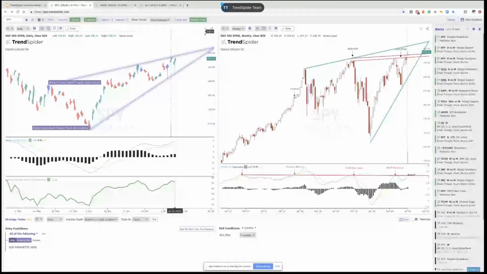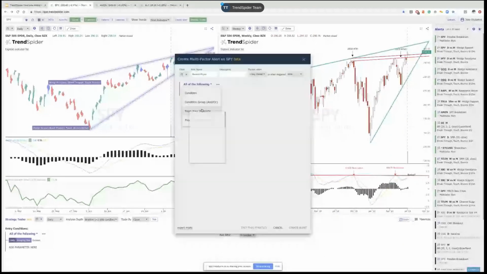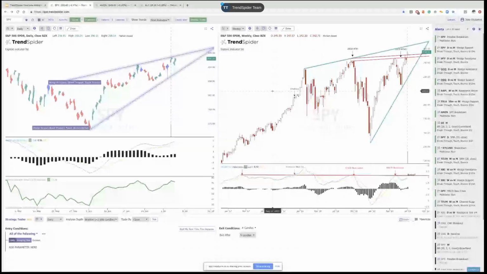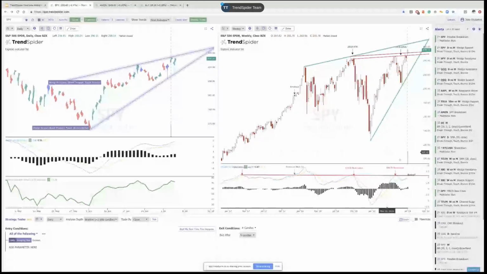Sorry, one second. Create alert, multi-factor alert. I'm having trouble adding weekly here. So without adding the weekly, for some reason, I'll have to check with the dev team there. But if we did want the weekly MACD fast to break above this area, we can easily do that just like we did the MACD fast breaking below the slow. In this case, instead of using an actual indicator value, we would just be using a constant value here.